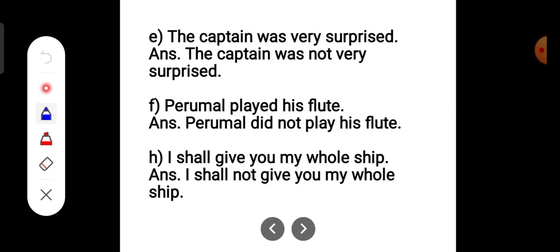You can also attach a page and write these answers in your textbook. Okay, children?